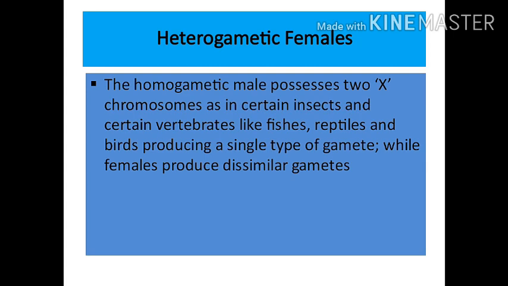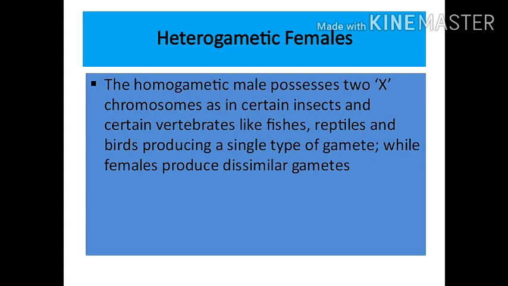Now we are going to see the heterogametic female, which is going to produce two types of egg, one carrying X chromosome and one carrying Y chromosome. Here the male is said to be homogametic. It is going to produce only one type of X chromosome. This is observed in certain insects, certain vertebrates like fishes, reptiles and birds. So male will be producing only one gamete, sperm carrying X chromosome. Female will be producing two types of gametes, egg with X chromosome and Y chromosome.